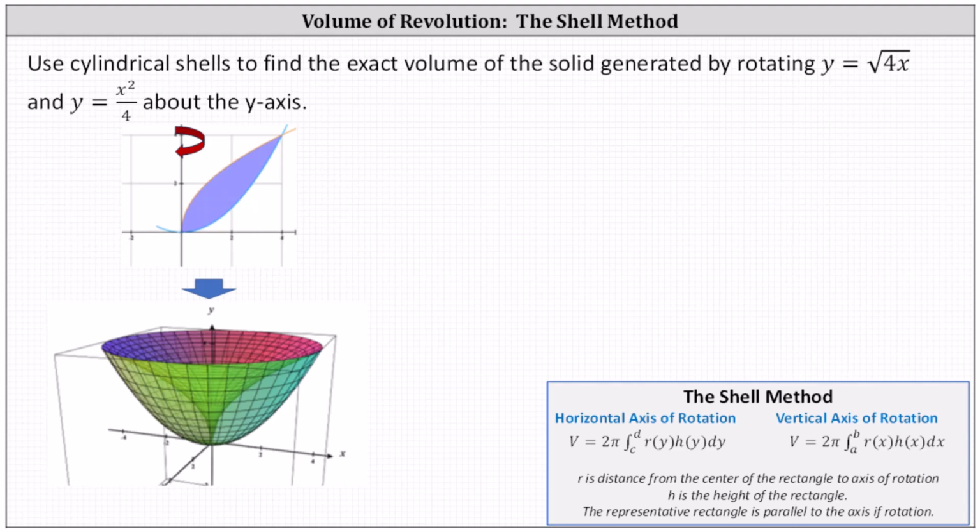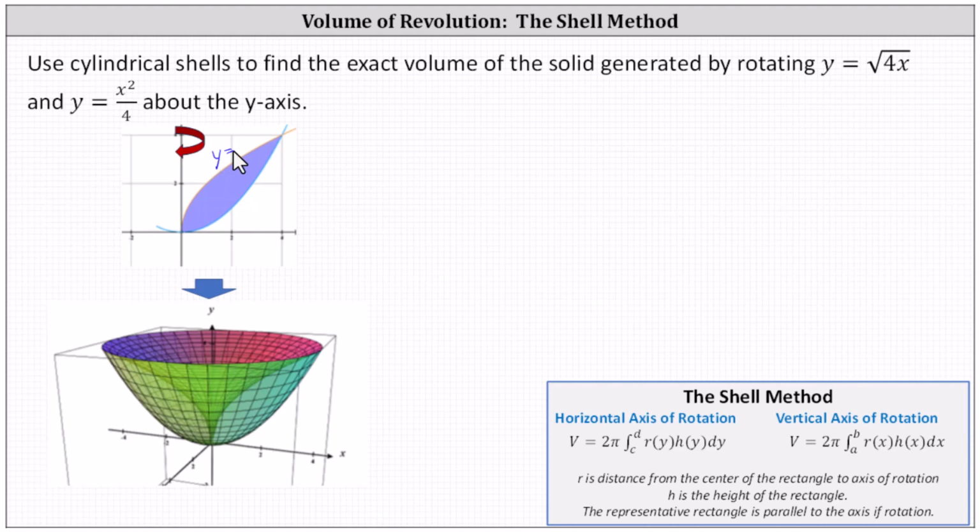Use cylindrical shells to find the exact volume of the solid generated by rotating y equals the square root of 4x and y equals x squared divided by 4 about the y-axis. I've already graphed the two functions below. Hopefully we recognize that the top function is the square root function and the bottom function is the quadratic function. Let's go ahead and label them.